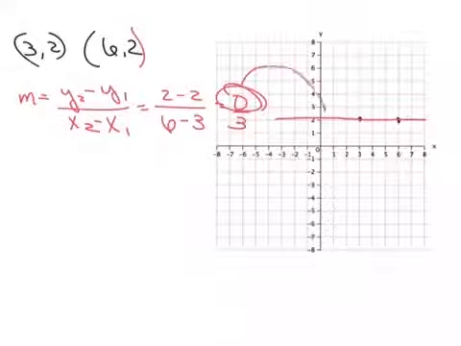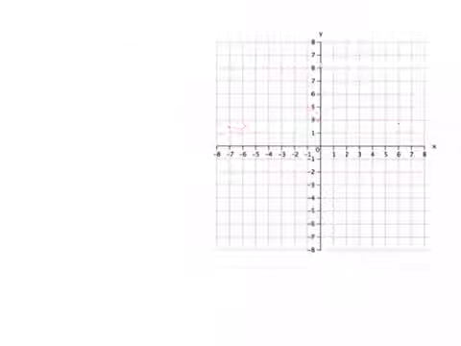So when you get a 0 on the top, your slope is 0. When you get a 0 on the bottom, your slope does not exist. Okay? Very important to remember the difference between those two. That will save your tail when you're doing some of these problems.